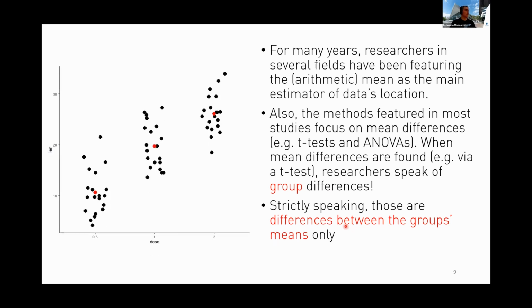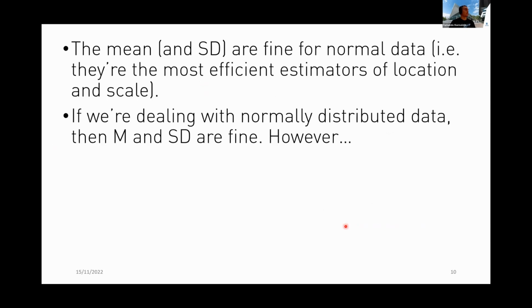So just to visualize what I'm talking about, we have a group, and the red dots symbolize the mean. So we talk about mean differences, not group differences, okay? All right, so the mean and the associated standard deviation are fine for normal data. And these are, in fact, the most efficient estimators for normal data. If you are dealing with normally distributed data, the mean and standard deviation are just fine.